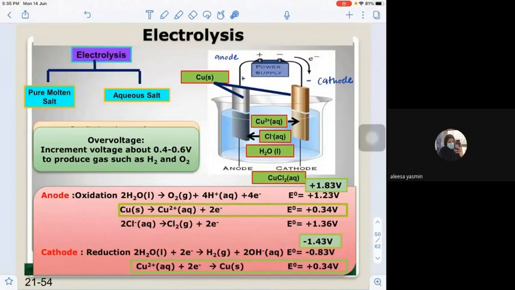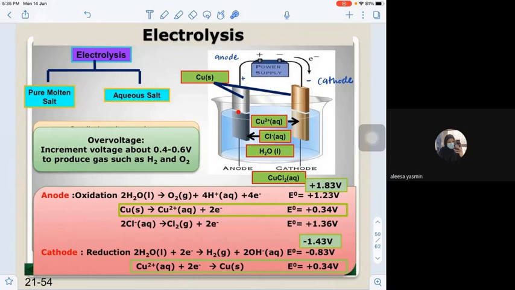Okay, so at the negative terminal, or cathode, I know that either Cu2+ will undergo reduction or H2O will undergo reduction. This is what we did just now. And then at the anode, it's either chloride that will be oxidized or H2O that will be oxidized. There are two possible reactions there from what we have discussed.